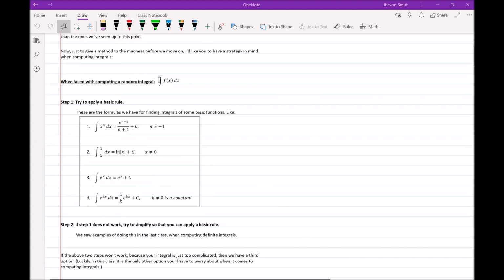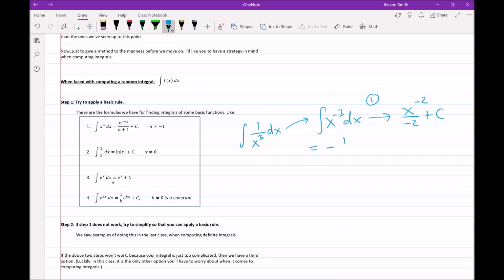When faced with computing a random integral, what do you do? Well, the first thing you do is you try to apply a basic rule. It might look like something where you have a rule that will directly connect to it. So if you see a problem like, what is the integral of 1 over x cubed? For that, you would need a basic rule. You realize this is x to the minus 3, and that looks like rule 1. So by rule 1, I know that it's add 1 to the power, divide by the new power, plus c. So that is going to be minus 1 over 2x squared plus c. And I'll get that answer, right?